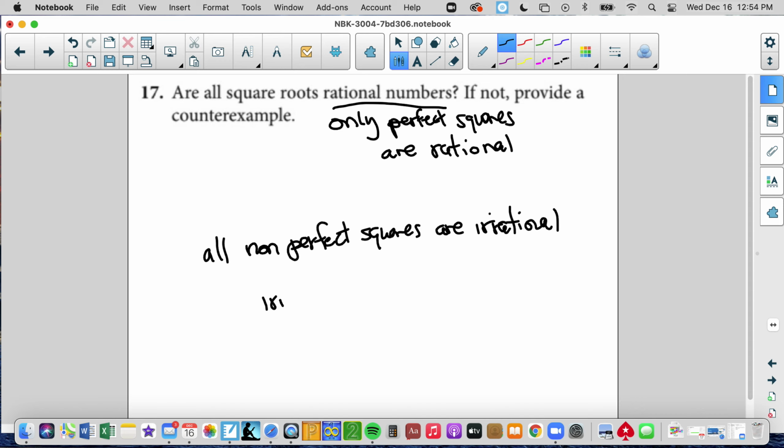So irrational means non-repeating and what we call non-terminating. That means it doesn't end.